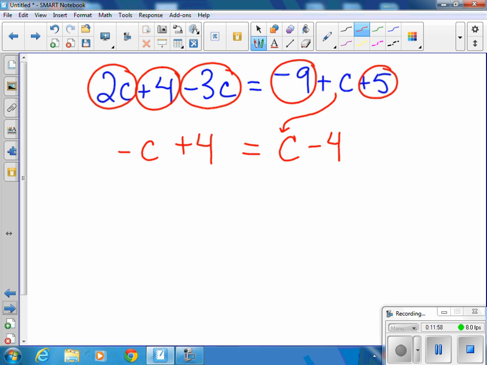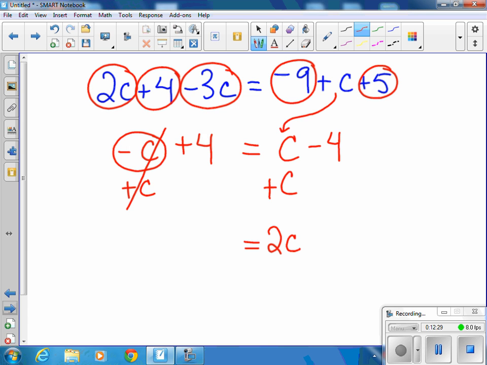I need to get all my C's on one side. Since I have a negative C on my left-hand side right here, I think I want to get rid of him. I don't like negative values for my variable, so I want to get rid of him. That means I'm going to add a C to him. If I do that, they cancel out. That means I also have to add a C over here on the right-hand side. What is C plus C? You should have said 2C, because I have 1C plus 1C, that gives me 2 C's.